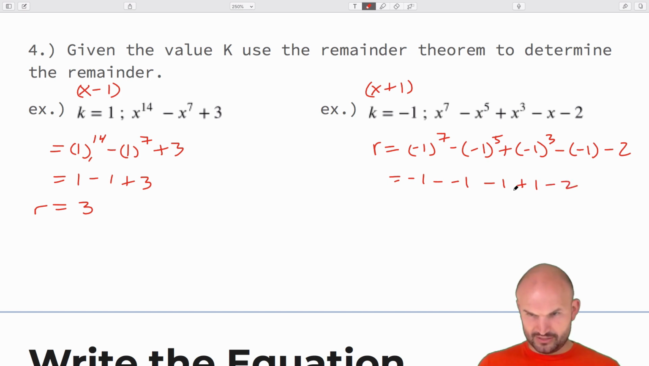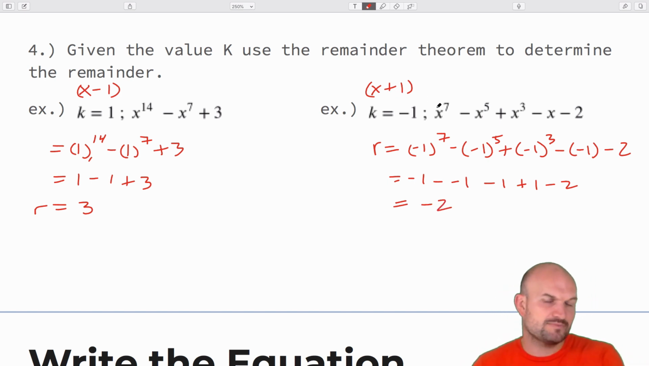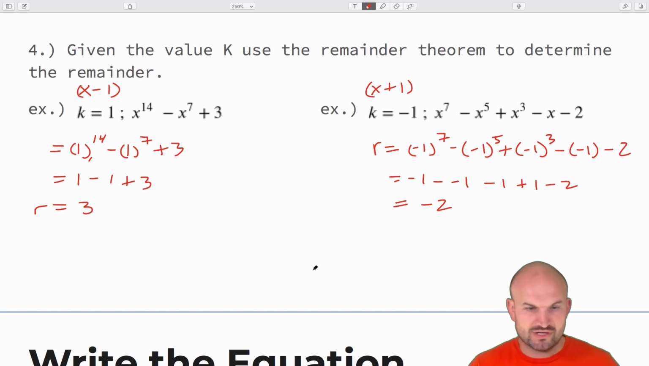And so let's see here. That goes to 0. That would be, so negative 1 plus 1, so that goes to 0. That goes to 0. And you're left with a negative 2. So the remainder in this case would be negative 2. So again, x plus 1 would not be a factor if that was the question.